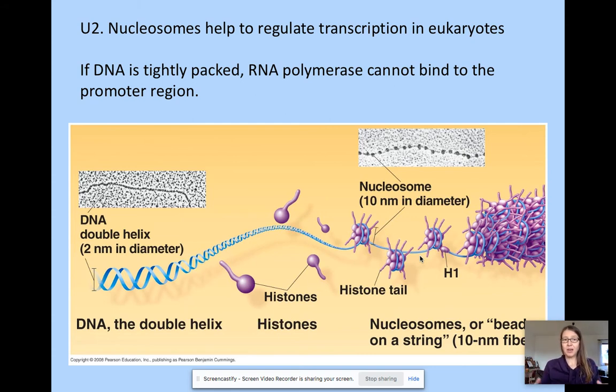or less packed. So if DNA is super tightly packed with the nucleosomes, RNA polymerase cannot bind to the promoter region. So we often need the areas that we want to be transcribed to be loosened up a little bit to allow the RNA polymerase to attach to the DNA. When it's all packed like that, the RNA polymerase can't get in there and actually transcribe the gene. So the histones will play a role in that.